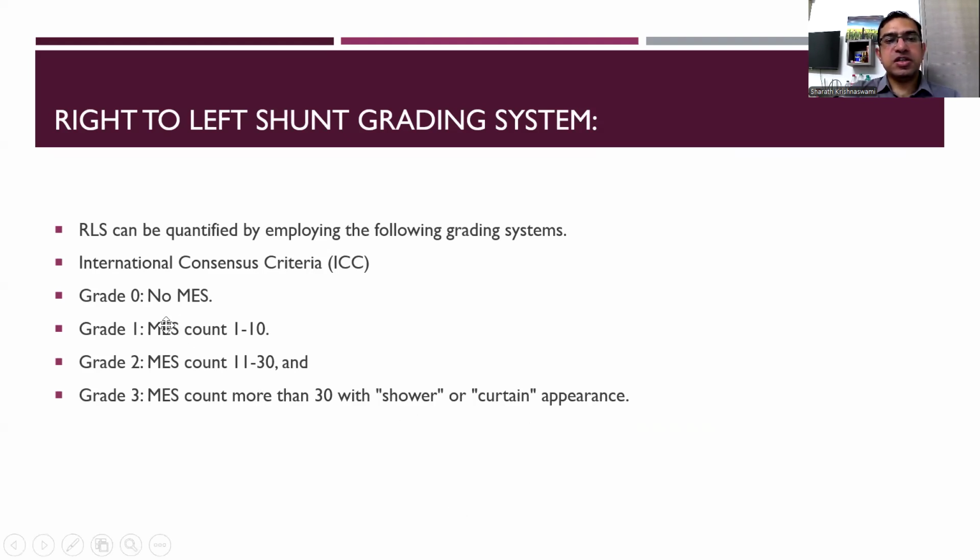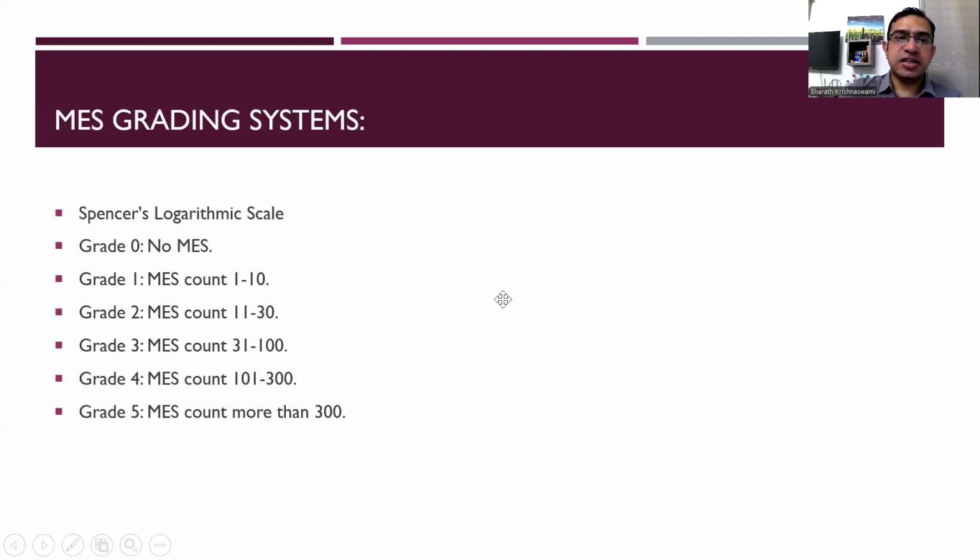So grade 0 stands for no microembolic signal. Grade 1 is from 1 to 10. Grade 2 is when you have the MES count of 11 to 30. And grade 3 is when you have an MES count of more than 30, which is a shower or curtain appearance. This is by the international consensus criteria.